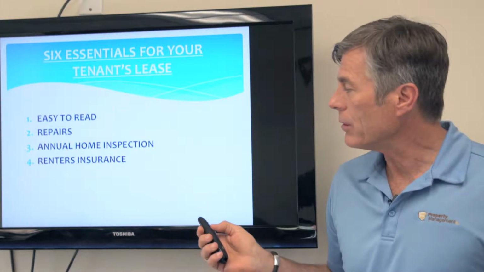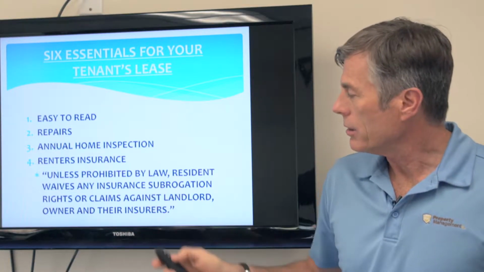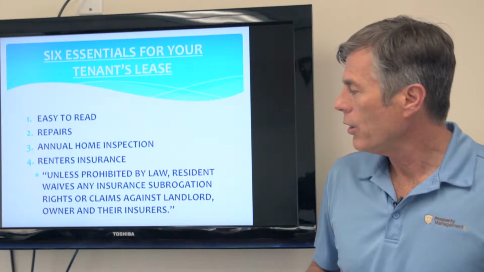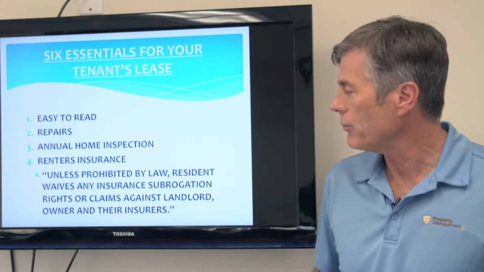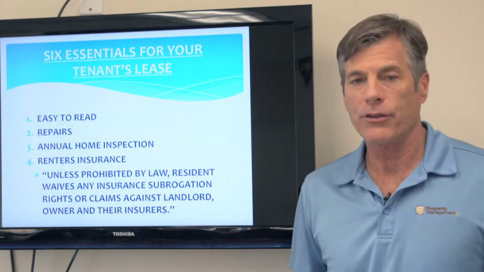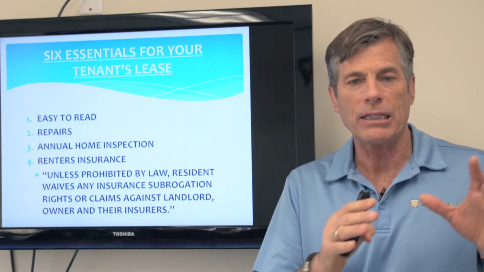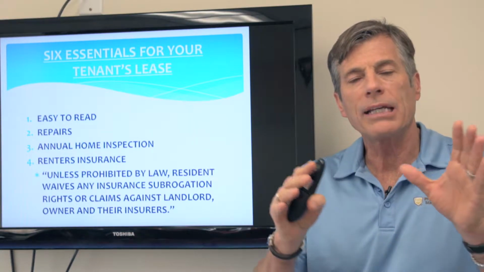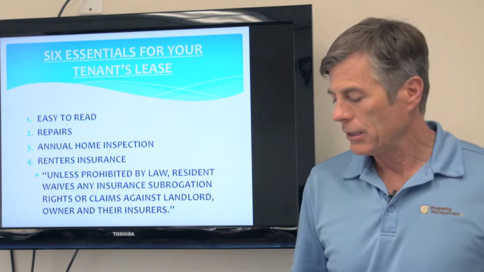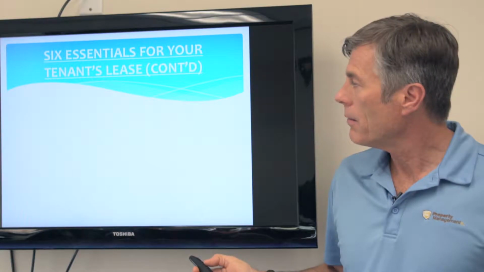Also, you want to have in the lease under the renter's insurance clause this clause here: unless prohibited by law, resident waives any insurance subrogation rights or claims against landlord, owner, and their insurers. And this clause simply states that if there is a claim that needs to be made to the tenant's insurance company, the insurance company can't come back and sue you. Very important that this clause be put into your lease.